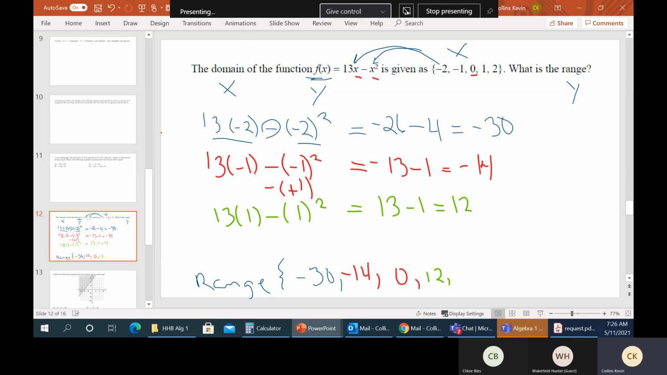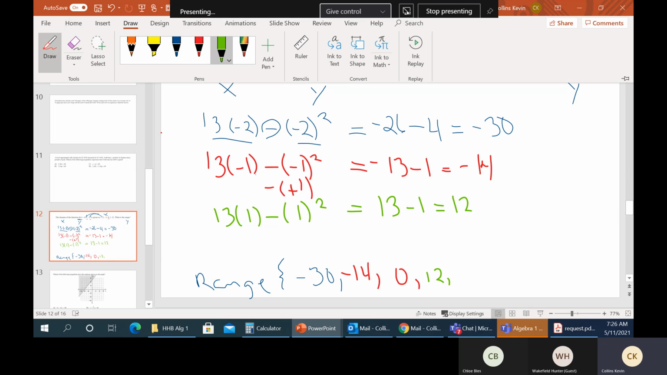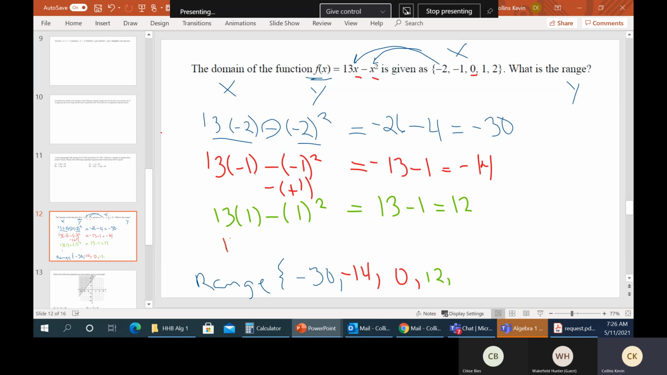All right, and then we got one more to do. So let's check out one more here. So this one's going to be 2. So we're going to do 13 times 2, and then minus 2 squared. All right. So 13 times 2, that's going to be 26. And then 2 times 2 is 4, but it's going to be minus 4. So 26 minus 4 is going to be 22, and that's going to be our last guy. Okay.